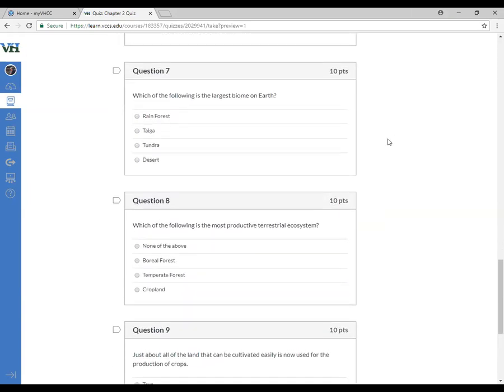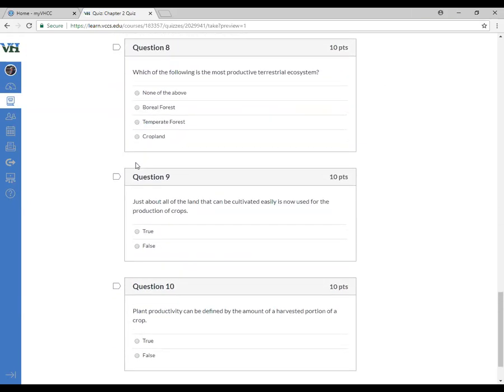Largest biome on Earth is the desert. It's kind of scary. So the following is the most productive terrestrial ecosystem. So the key there, which of the following? None of these is the most productive terrestrial ecosystem. So a lot of people put none of the above, and I think I gave you half credit for that, or some fudge points there at the end. The correct answer of which of the following, though, is the temperate forest. It's more productive than both boreal and cropland.